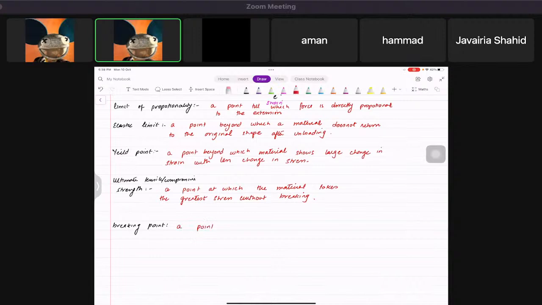And finally, the breaking point, a point where the material fractures. Basically, it snaps from the weakest point.